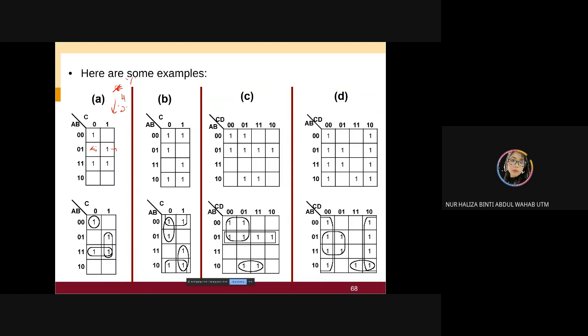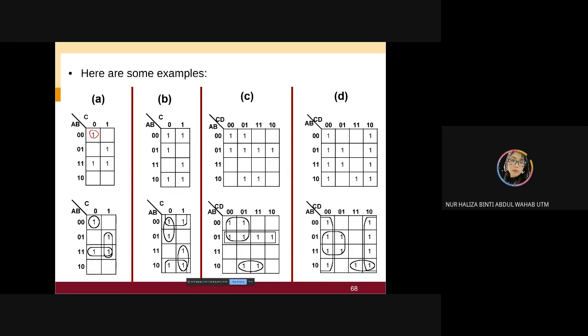How to get 2 here? Let me try to see this first, okay? I go for this. At my upper side here, is there any adjacent? No. Is there any adjacent at my right? No. Is there any adjacent to my left? No. Is there any adjacent to my bottom part? No. So what should I do? I need to circle this only. That is one.